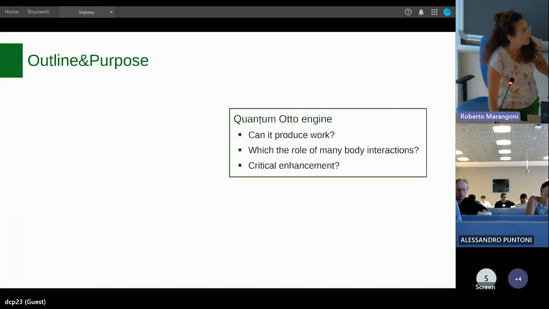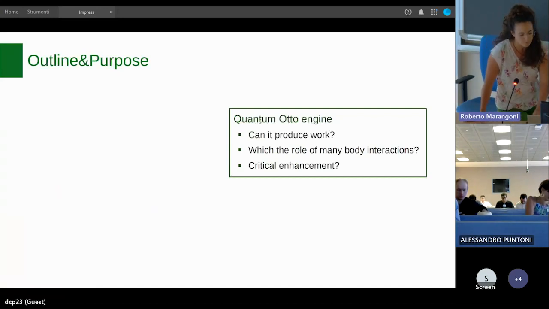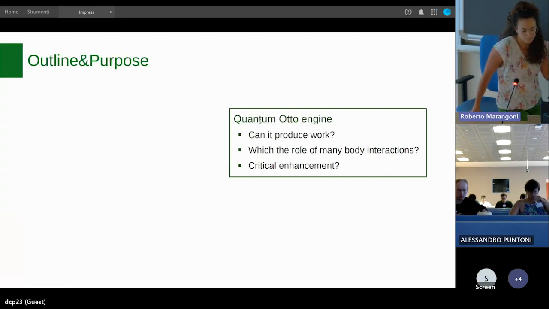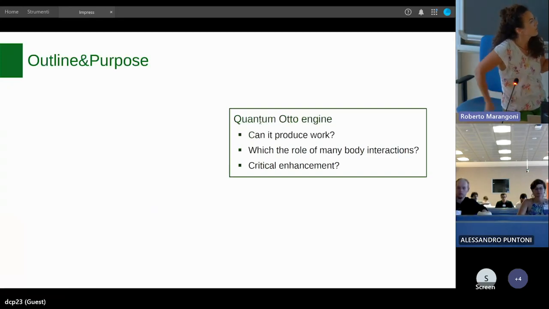The aim of the talk is to discuss the possibility of setting up a quantum Otto engine based on the Ising chain. The questions I want to answer are these three questions. In particular, I want to tell you if this engine can produce some work, if there is some role of the many-body interaction affecting the performance of such engine, and I want to discuss something about the critical enhancements since the Ising model is a critical model.